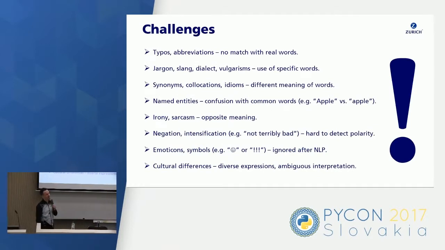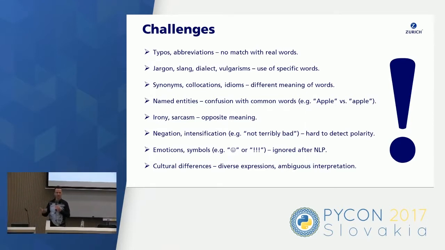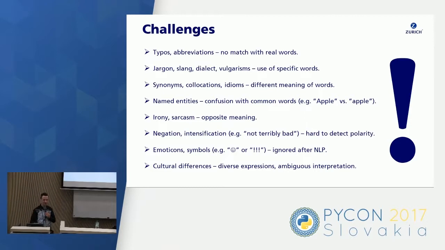When you do sentiment analysis, you have problems with typos or abbreviations. So we have a problem matching words with real words. Then some people use jargon, slang, dialect, or vulgarism, so they use specific words that do not necessarily exist in the vocabulary. Then synonyms, collocations, or idioms use different words with different meanings.